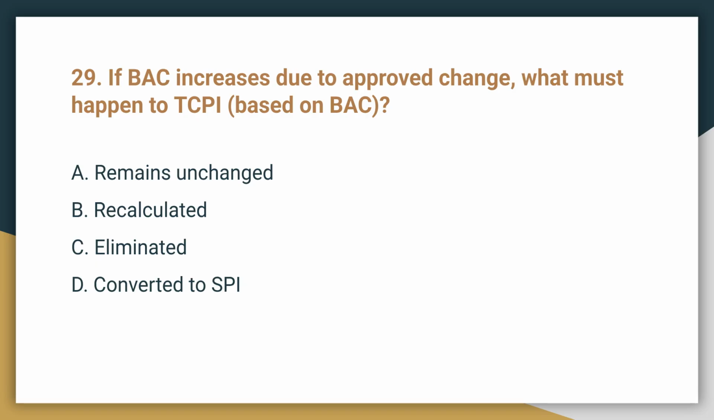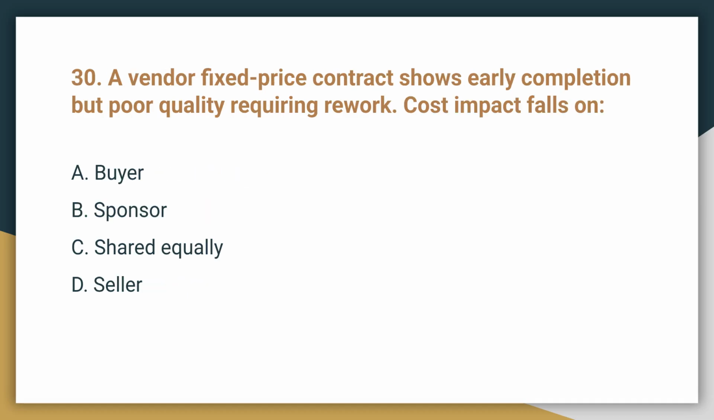Question 29. If the budget at completion, or BAC, increases due to an approved change, what must happen to TCPI based on BAC? The correct answer is B, recalculated. Since TCPI is calculated based on BAC, any change to the baseline requires recalculating the TCPI to reflect the new budget goal.